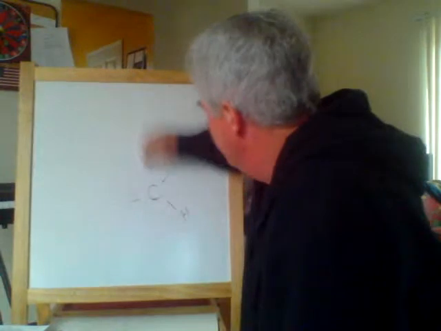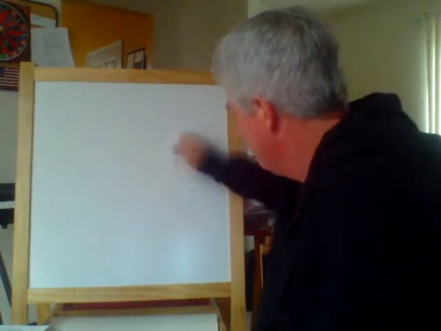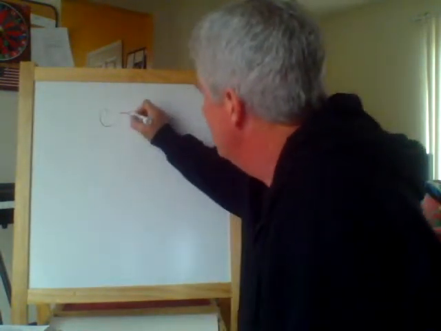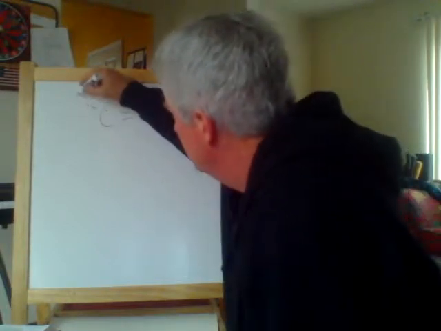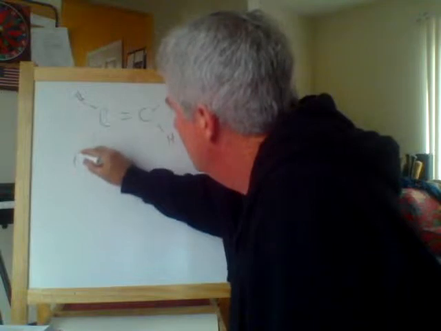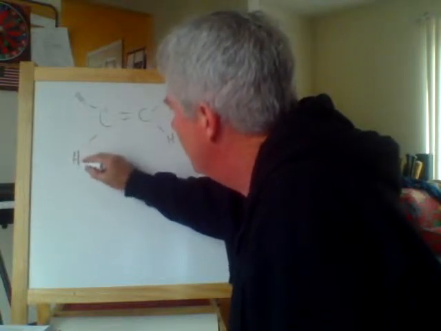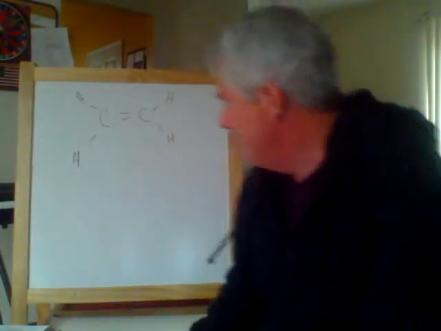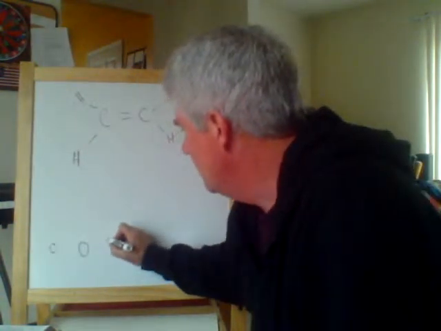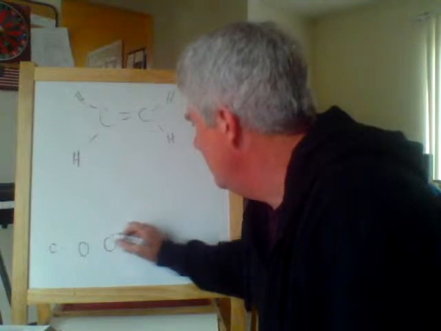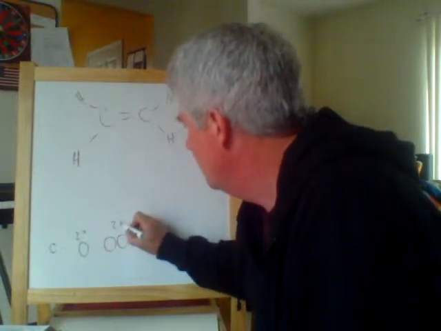I'll redraw ethylene here and give myself some more room. Okay, so let's look at the orbitals for one of these carbons. It turns out you'll see that the other carbon is kind of the same. Actually, I could probably do both carbons anyway. But let's look at carbon, which we know again has a 2s and two p's.